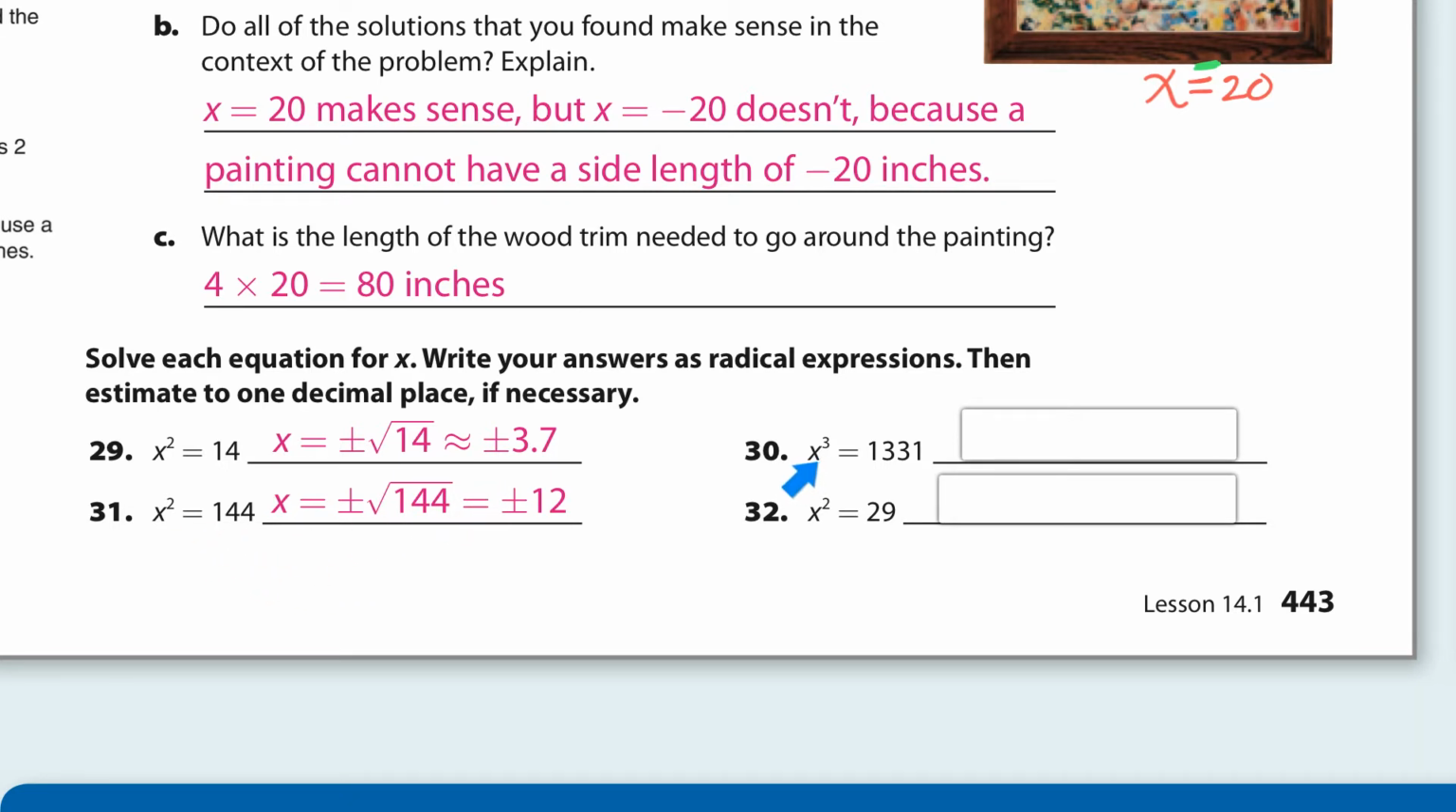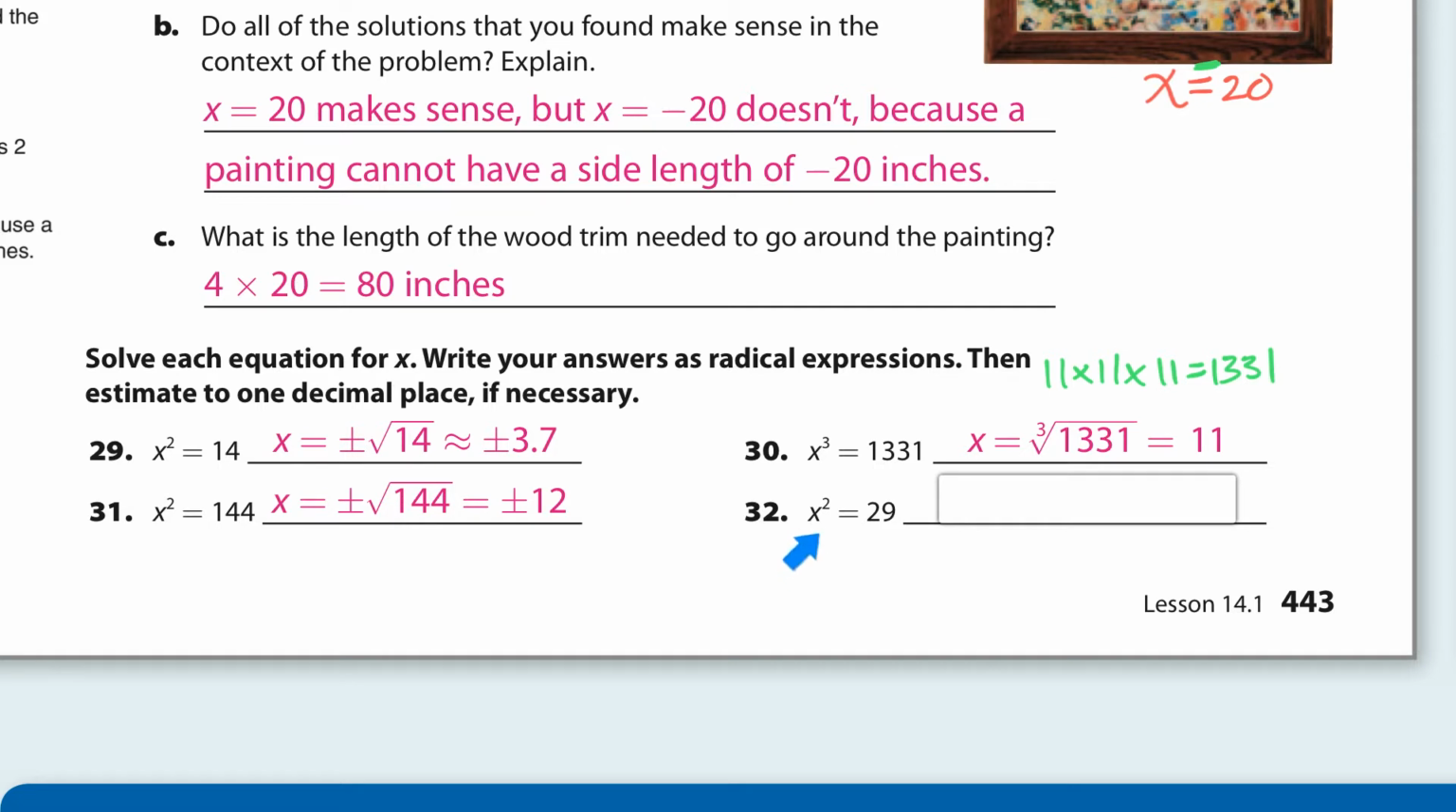Ooh, what times itself 3 times is 1331? Well, that's called the cube root, and that is 11. 11 times 11 times 11. So what that means is 11 times 11 times 11 is 1,331. So what number cubed is 1331? 11 is. And what number squared is 29?